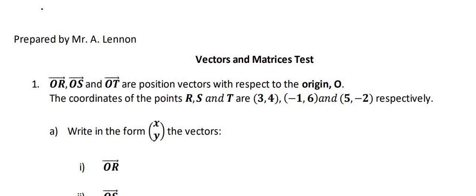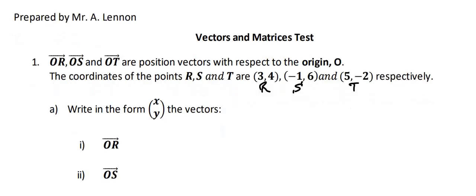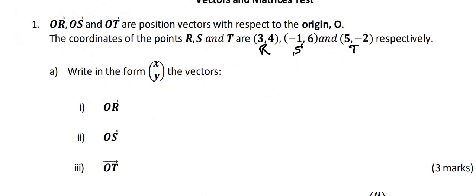origin O. The coordinates of points R, S, and T are (3, 4), (-1, 6), and (5, -2), respectively. So just as we call the letters or the points, we have the coordinates in the same order. So we can say this belongs to point R, this pair of coordinates belongs to point S, and this pair of coordinates belongs to point T. So we're going to utilize those in helping us. Now, write in the form of the column vector with components X and Y, the vectors OR.